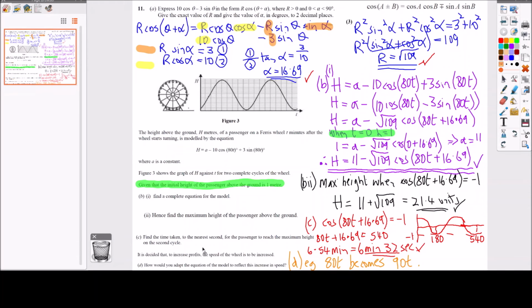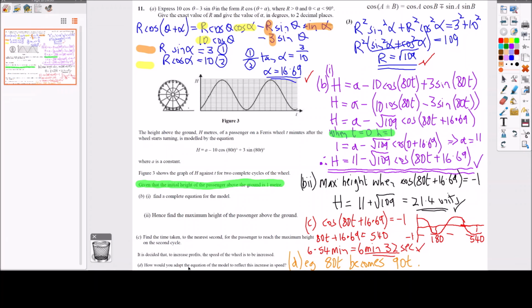So part C, find the time taken, to the nearest second, for the passengers to reach the maximum height on the second cycle. So think about the cos curve, okay? Think about when it becomes -1. It first becomes -1 at 180 degrees, and then secondly at 540 degrees. So the second cycle is going to be when the bracket is 540. So we've got to solve 80t plus 16.69 being 540. Solve that, you get 6.54 minutes. Changing that into minutes and seconds, you get 6 minutes 32 seconds.